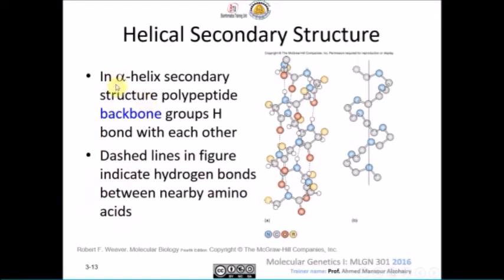In the alpha helix secondary structure, polypeptide backbone groups hydrogen bond with each other, like this. We can see that this happens through hydrogen bonds of the polypeptide. Dashed lines in the figure indicate hydrogen bonds between nearby amino acids. So the nearby amino acids have these dashed hydrogen bonds, and this interaction results in the secondary structure, which has two types, alpha helix and beta sheet.